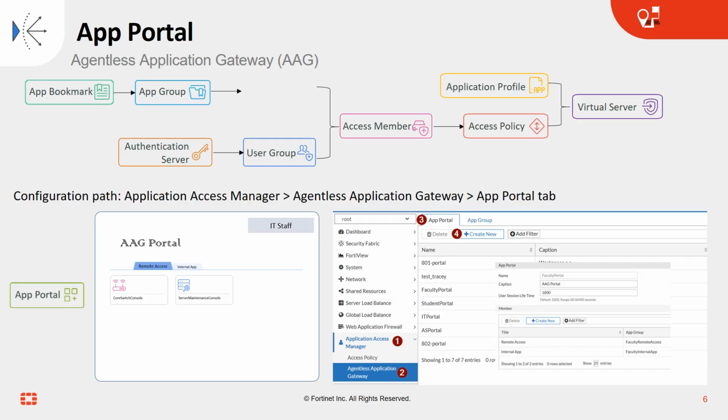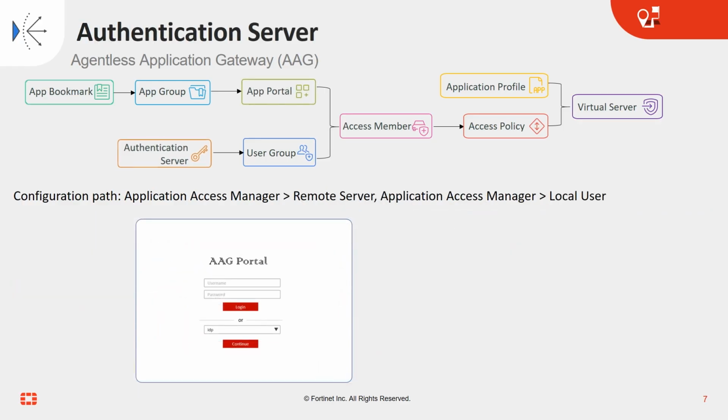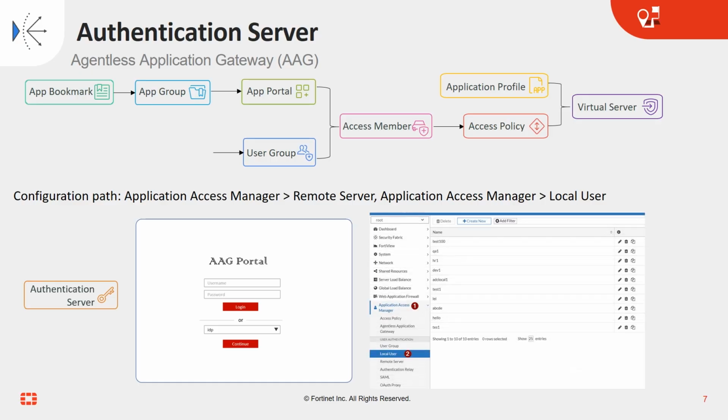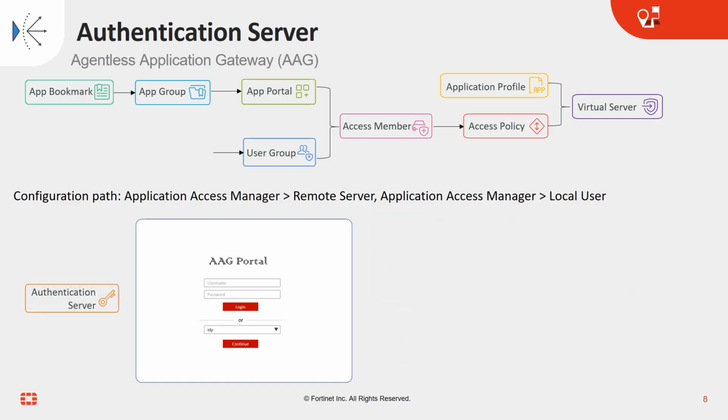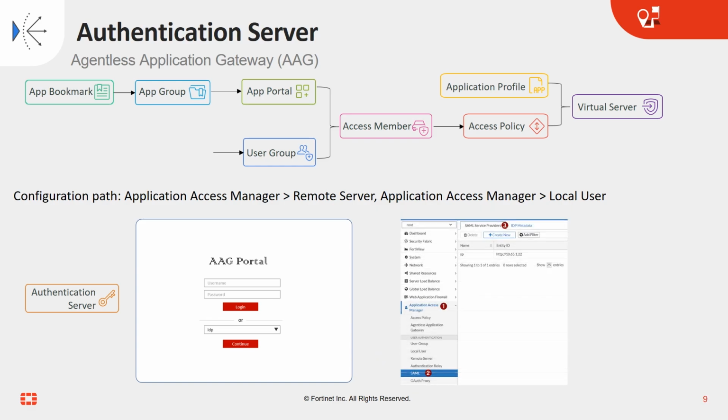In the app portal settings, the caption and app group titles correspond to different elements displayed on the user-facing portal page. The authentication server defines the destination FortiADC queries to verify user credentials. FortiADC supports multiple authentication sources, including local user accounts, remote servers such as LDAP and RADIUS, and SAML-based identity providers.